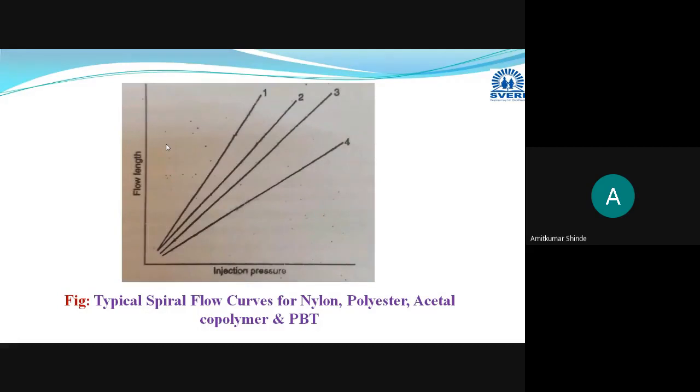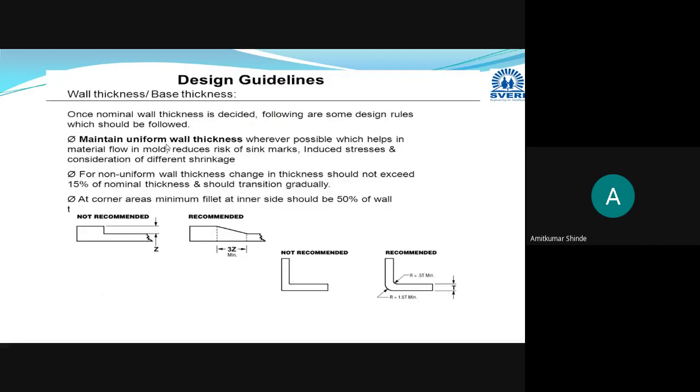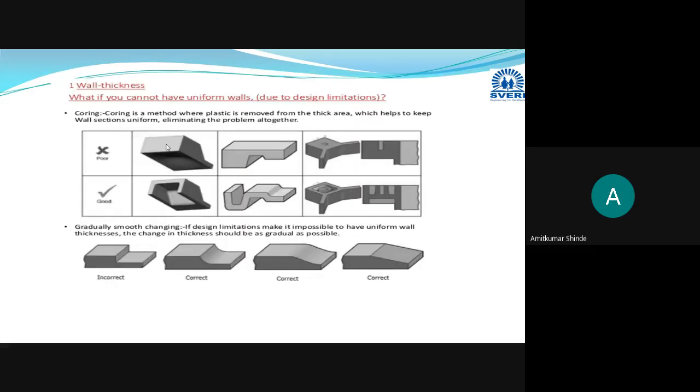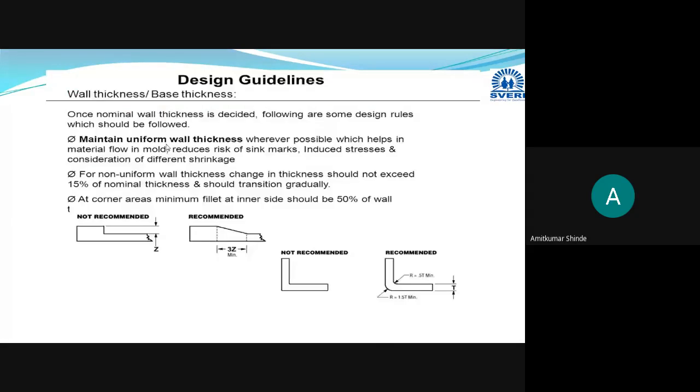Okay, now while designing the parts, which points you have to take into consideration. Some design considerations related to the minimum wall thickness that we will discuss now. If you are having any difficulty, you can ask me. I'll wait for a few seconds here. If you are having any difficulty, you can ask me by unmuting yourself, or you can put the queries in the chat box.